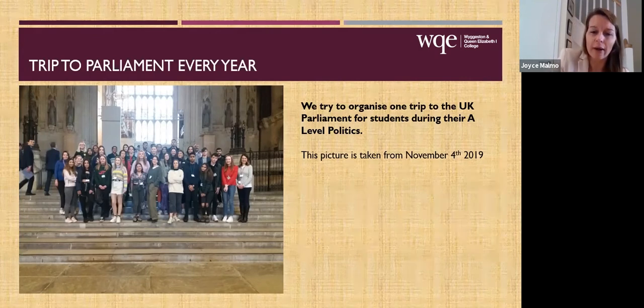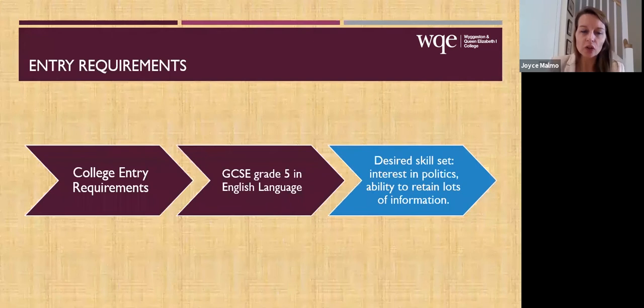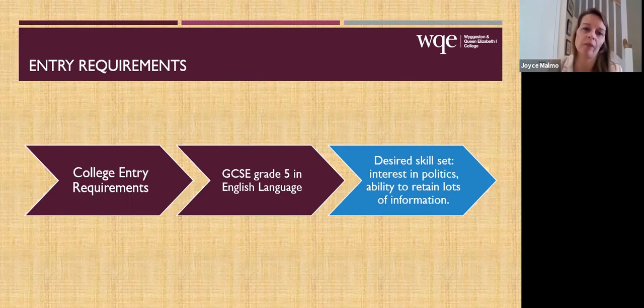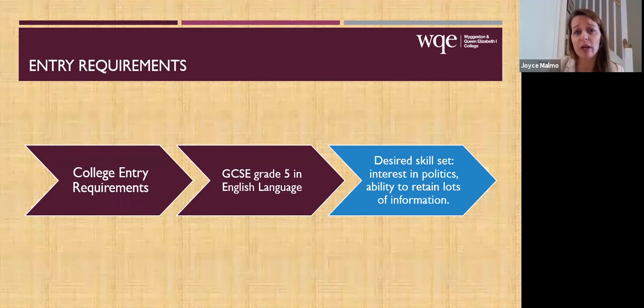In terms of requirements, yeah. So obviously the normal standard college entry requirements apply here. Now what we ask for in A-level politics is that you do have a GCSE grade 5 in English language. And the reason we do that is because it's so heavily essay based. So that's really, really important. And again, if you're very interested in politics, if you know a lot, obviously that's going to be a huge benefit, but you don't need to.